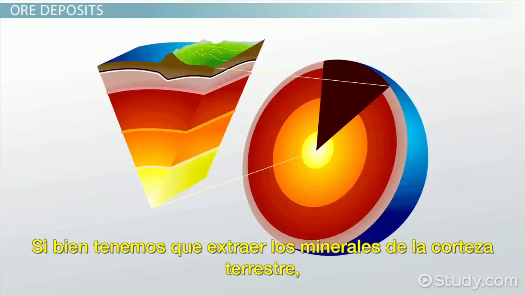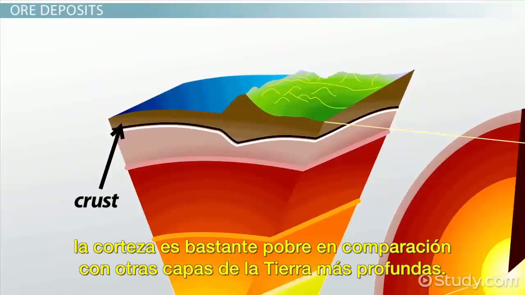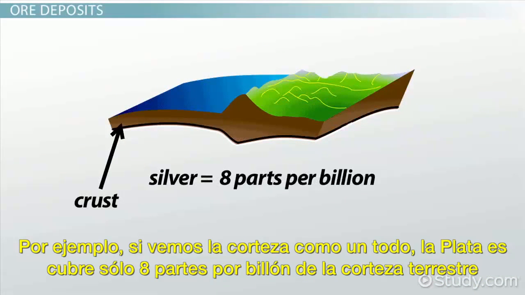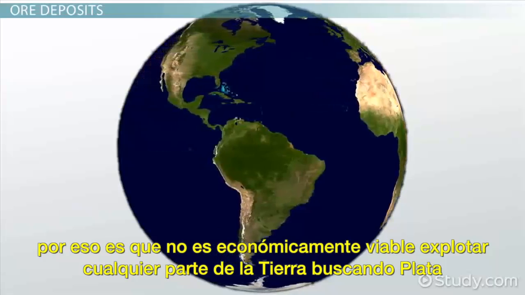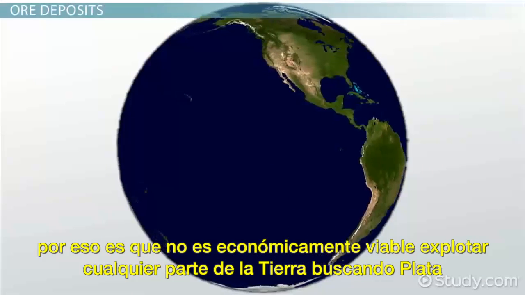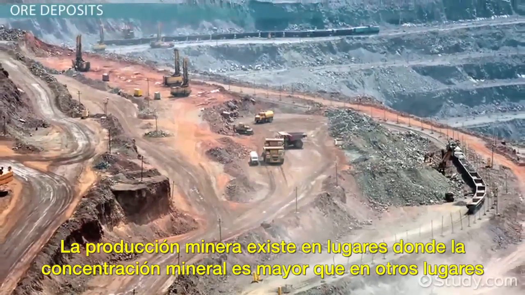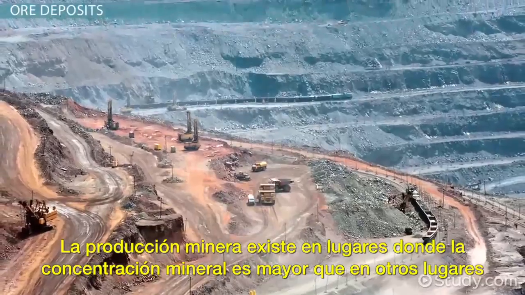While we must extract all of our metallic resources from the Earth's crust, the crust is actually quite poor in metals compared to deeper parts of the Earth. For instance, when we look at the crust as a whole, silver only makes up 8 parts per billion of the Earth's crust. For this reason, it is not economical to mine any random part of the Earth and try to extract silver. Production mines exist in locations where an ore deposit is concentrated in much greater levels than typical crustal abundances.